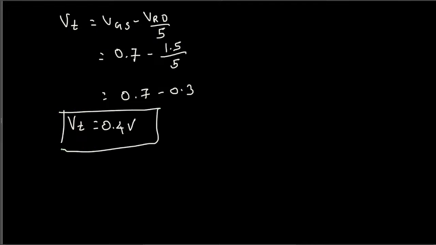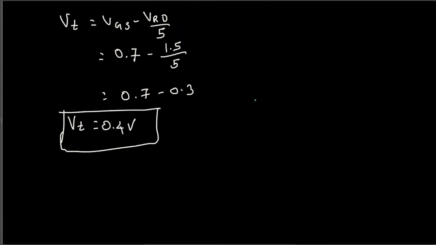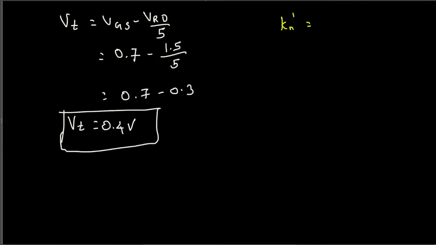And there's another part of the question that's asking, if the process transconductance parameter Kn prime is 200 microampere per volt squared, what is the MOSFET W/L? So they have provided the Kn prime, that is equal to 200 microampere per volt squared. So how can we find it? What you can do is here also we can use the gain equation. There's another gain equation, that is AV is equal to minus Kn V overdrive times RD.